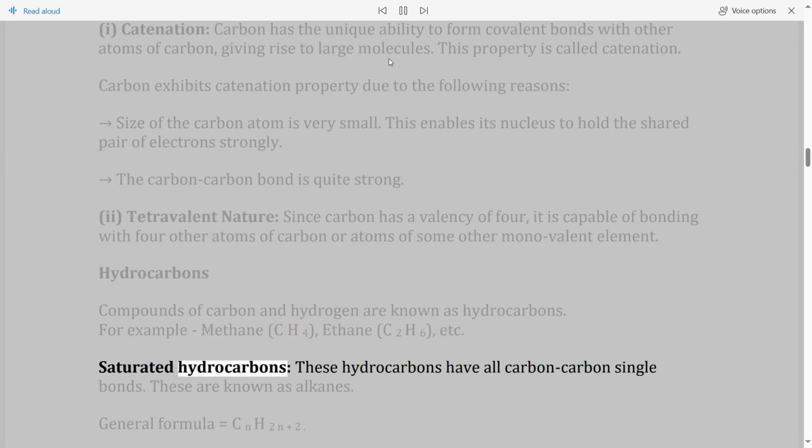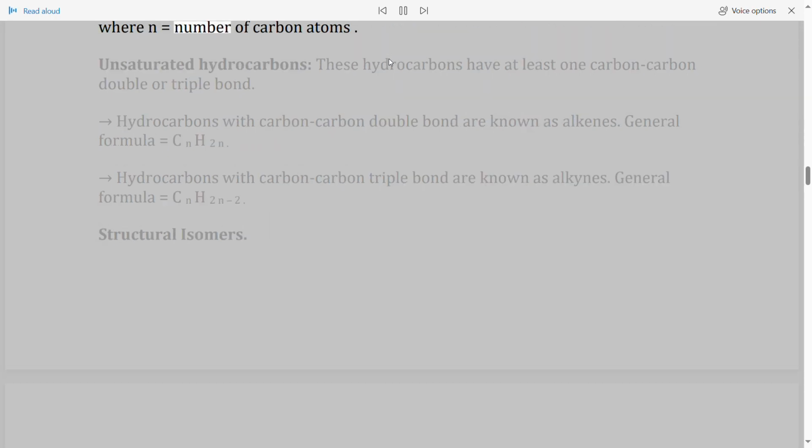Saturated hydrocarbons. These hydrocarbons have all carbon-carbon single bonds. These are known as alkanes. General formula is CnH2n+2, where n is the number of carbon atoms.